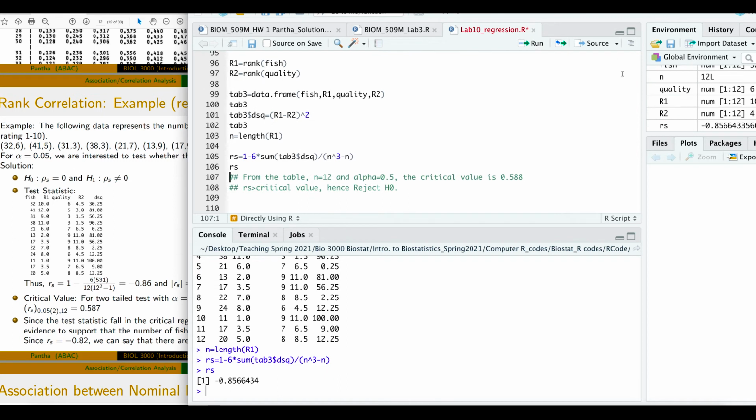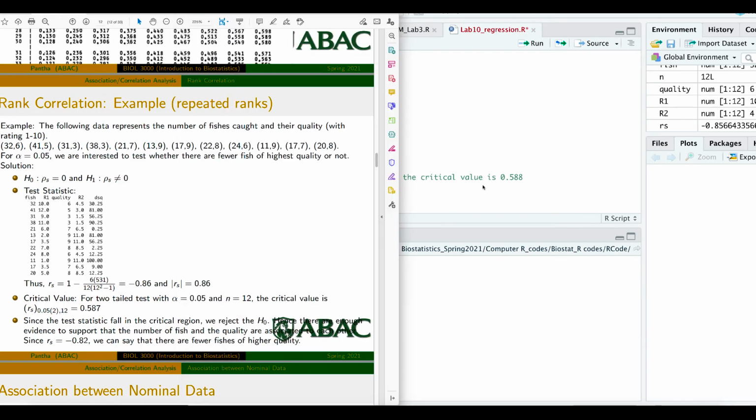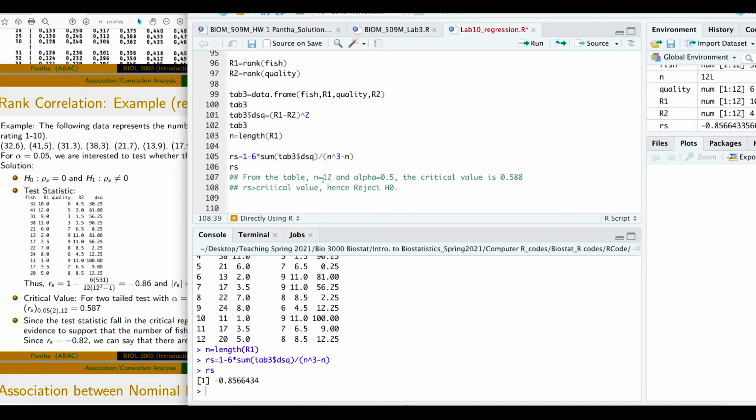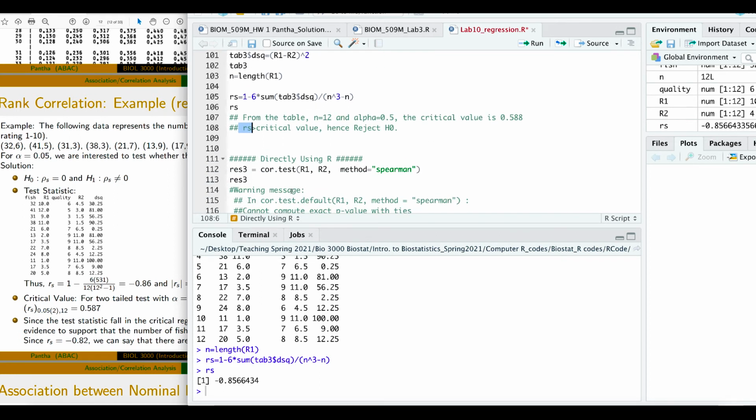So we got negative 0.86. That's what we got, right? But when you take the absolute value, it will be positive 0.86, right? rS absolute value is 0.86. And from the table, n equals 12, alpha equals 0.05, two-tailed, what did we get for the value? 0.588, right? So the test value is bigger than the critical value, so we reject the null hypothesis. If you want to do it directly by R, then what do you do?